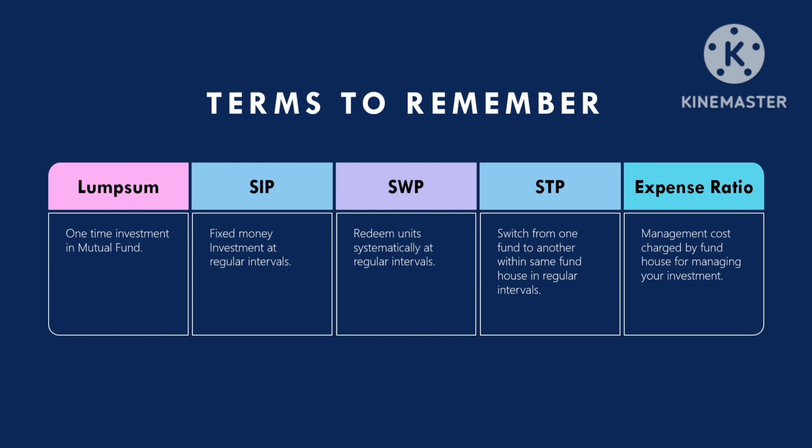Now we have the systematic transfer plan. As the name suggests, if you want to move your investment from an equity fund to a debt fund, instead of moving all the funds in one go, you can systematically move a certain amount of funds at regular intervals from the equity fund to the debt fund. That we call a systematic transfer plan.